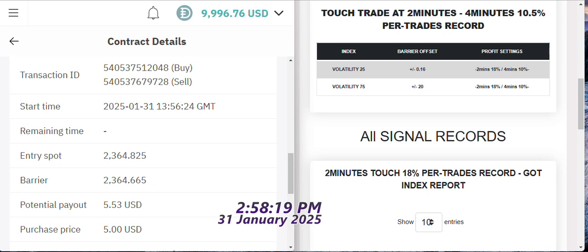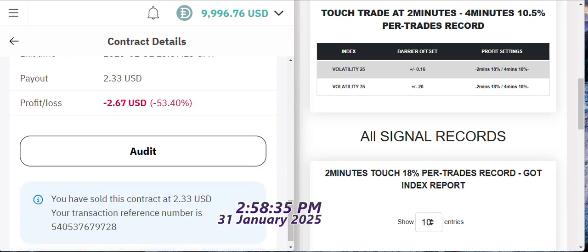What is the difference between touch and goes outside? Goes outside, you don't have any escape route. You are risking 100%. But for touch, you can exit if it's not favoring you. It's going in the opposite direction. It's not coming down as expected. In the first 50 seconds, if you have not won the trade, and it's not looking as if it's going to come down, close it. Exit the market.